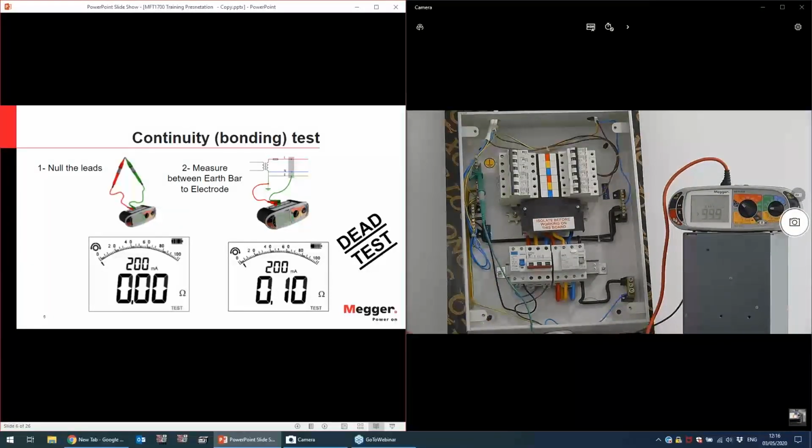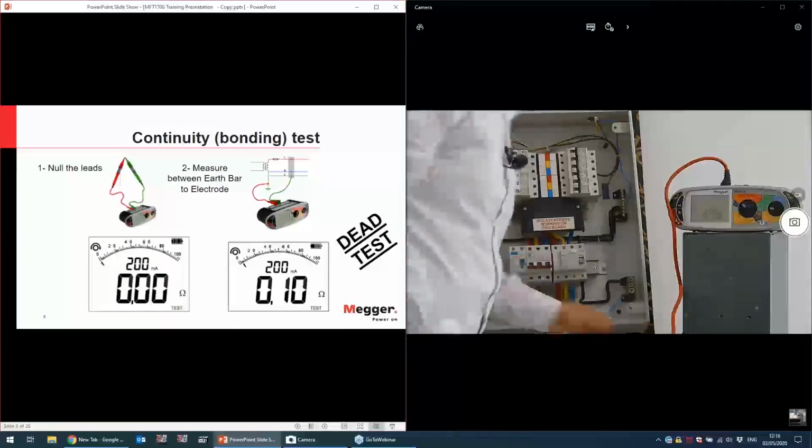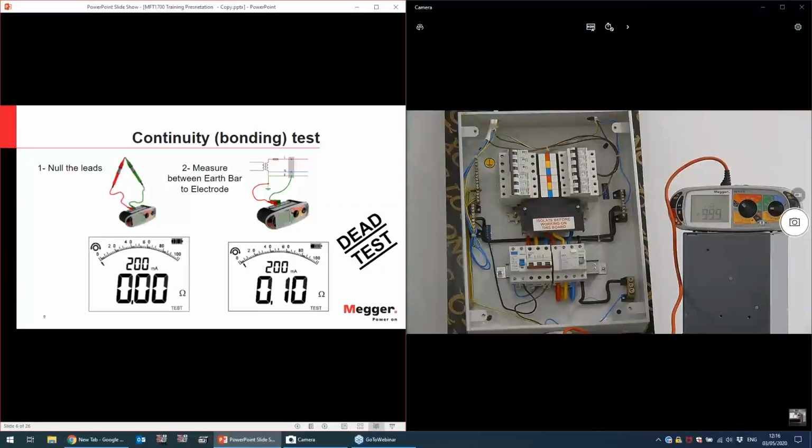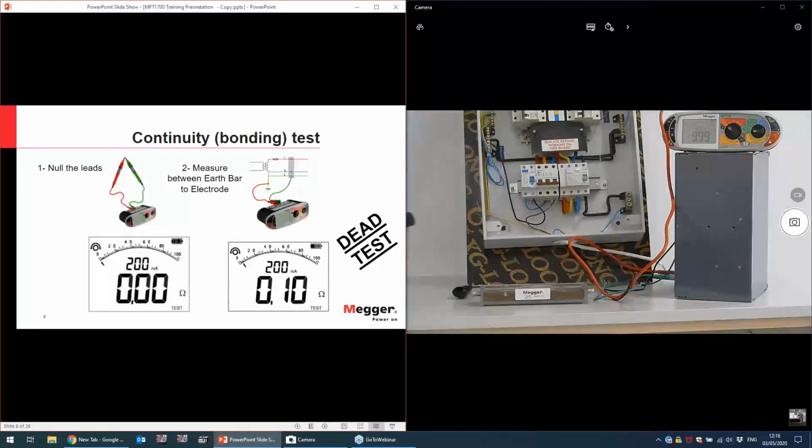Now, I have checked my insulation resistance. I have checked my earthing conductor is conducting properly. The last dead test I'm going to do is my earth electrode test. Now, again, as I mentioned to you, I don't have an actual electrode to test here with me in the office. But what I have is a small tank here simulating an electrode connection or an earth soil inside this container.